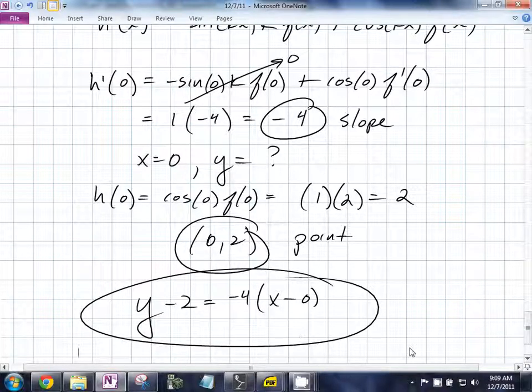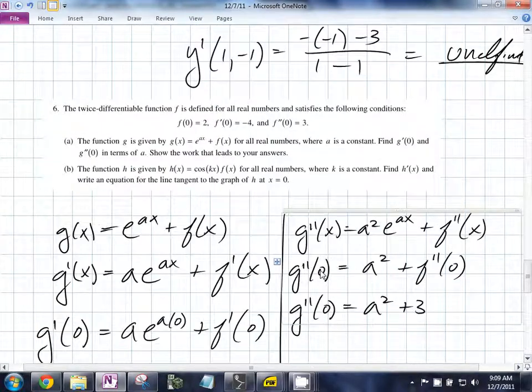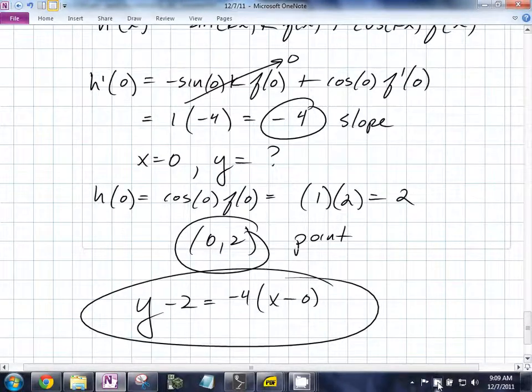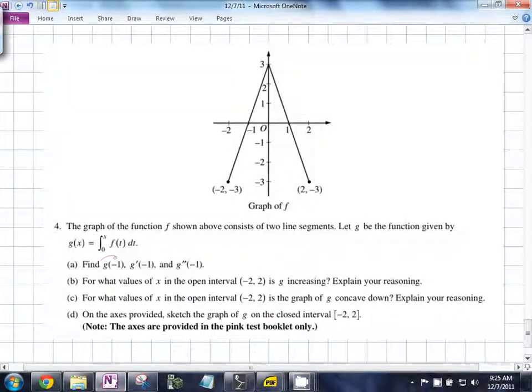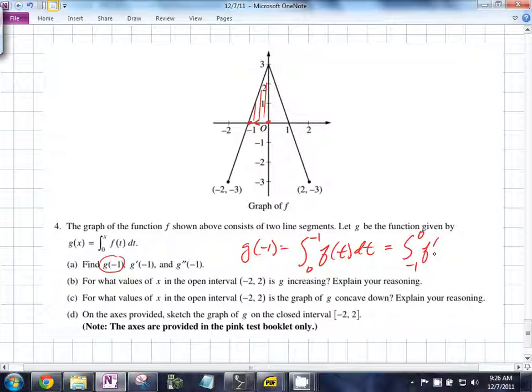So g of negative 1 is going to be the integral from 0 to negative 1 of f of t dt. So that's going from 0 to the left, right? So it's the area of this triangle, but it's going backwards, so it's going to be equal to the opposite of the integral from negative 1 to 0 of f of t dt, which equals negative what? The area is above, but we're going backwards, so the answer is going to be negative.